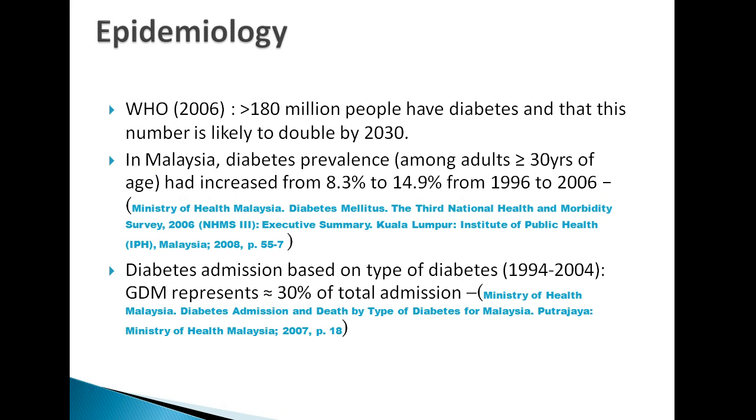and management. So in WHO 2006, more than 180 million people have diabetes, and this number is likely to double by 2030. It is worrisome to us. In Malaysia, diabetes prevalence among adults more than 30 years of age has increased from 8.3% to 14.9% in 10 years apart, and diabetes admission based on type of diabetes represent 30% of the total admissions.